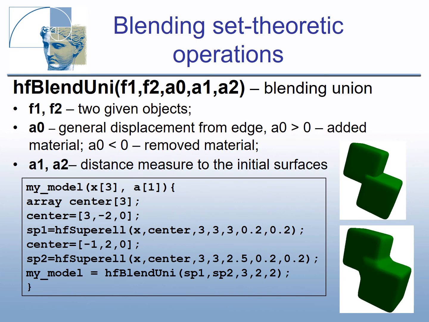Edges in the lower right image are blended by added material, which is controlled by the parameter A0 of the operation. Positive A0 means added material. Negative A0 removes material. Parameters A1 and A2 control the shape of the blend.